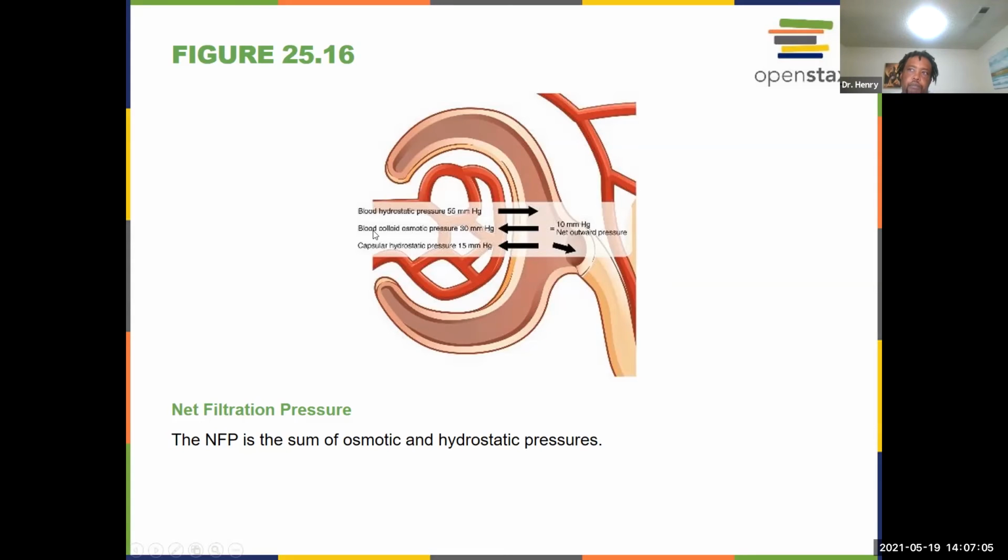And then we have the blood colloid osmotic pressure, flowing outside of the nephron. So overall, if we look at the total pressure, we're going to have a flow inward. Your net pressure is going to be heading inward.